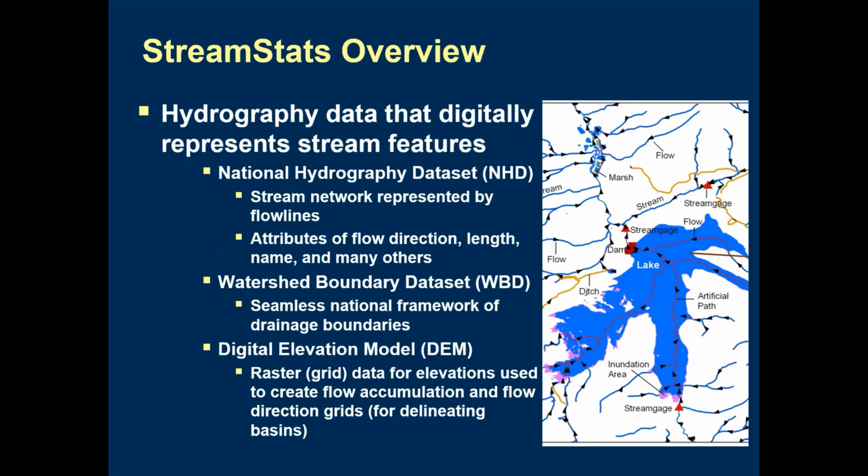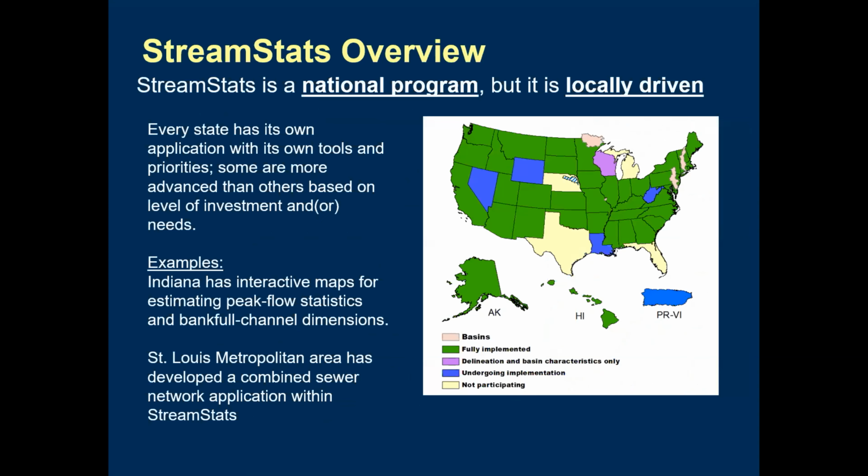With LiDAR data, we're kind of flipping this on its head. We're starting with the DEM and we're creating WBDs and NHDs from that rather than from topo maps or aerial imagery. Stream Stats is currently a state-by-state project where every state has its own application, its own tools and priorities based upon how it's developed those with its cooperators and stakeholders. And so you may go to South Carolina and find it has different data sets than you will, say, in Montana. And that's essentially driven by cooperator stakeholder interests in how those data products are built locally.